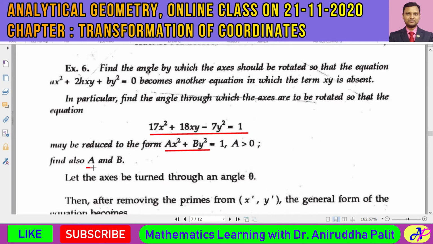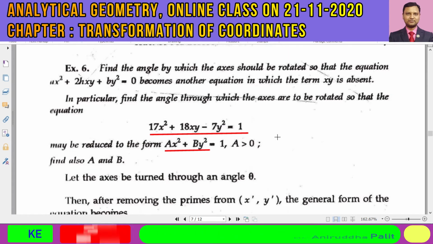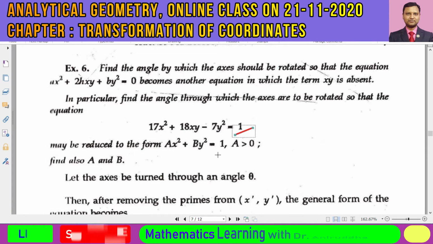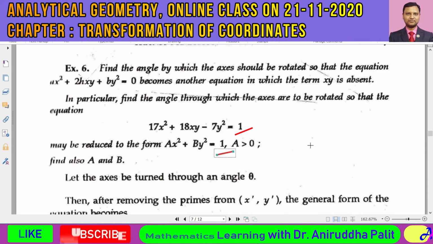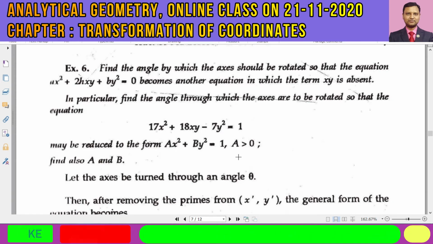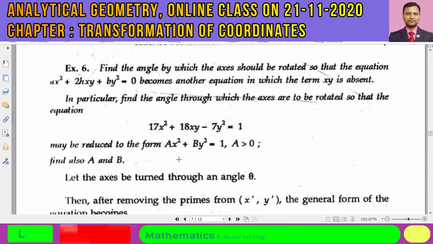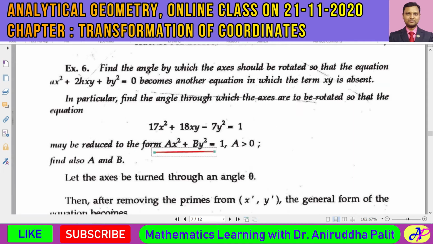And we also need to find the values of these two coefficients A and B. And remember, I told you earlier that under rotation, the constant term C does not change. That means C is equal to C prime. That's why the constant term has not been changed over here. And it is given an extra added information that A should be greater than 0. So in a question, this kind of information may be provided, may not be provided. Accordingly, you will have to compute. Okay, so let's try to find out how to find this kind of transformation formula and what would be the corresponding angle of rotation.